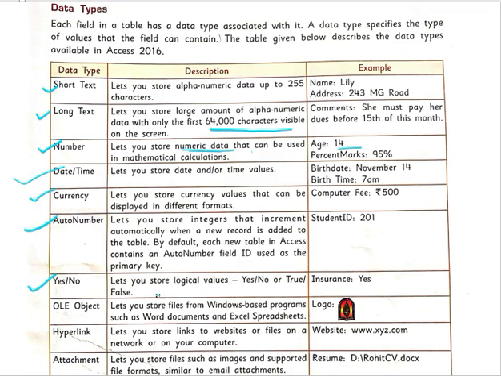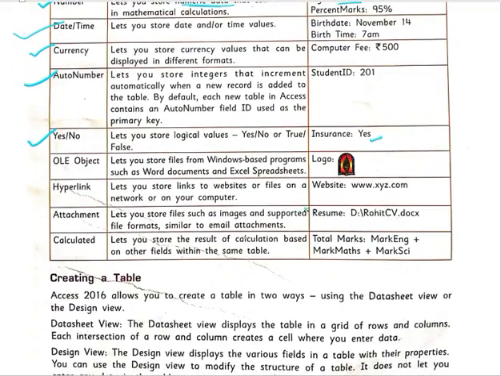Next is our yes/no data type. It lets you store logical values. If it is true, it will record yes, and if it is false, it will record no. Then OLE objects. What are OLE objects? Generally they let you store files from Windows-based programs such as a Word document or Excel spreadsheet. This type of file can be stored in the data type OLE object.